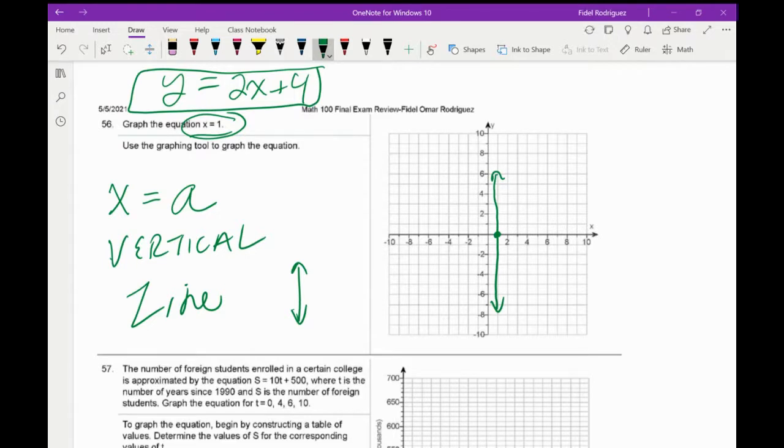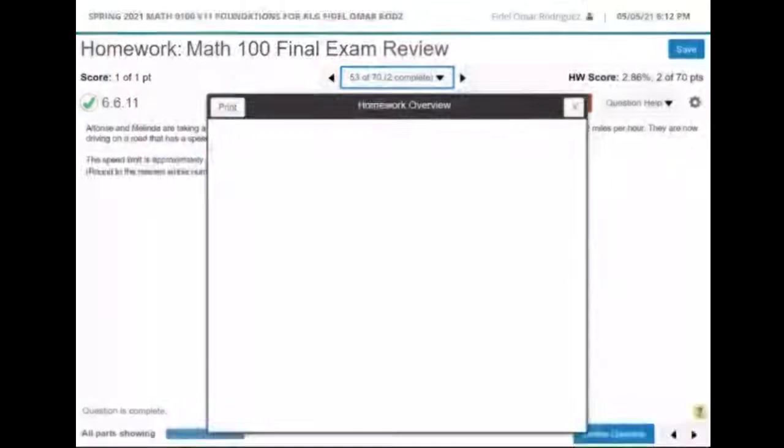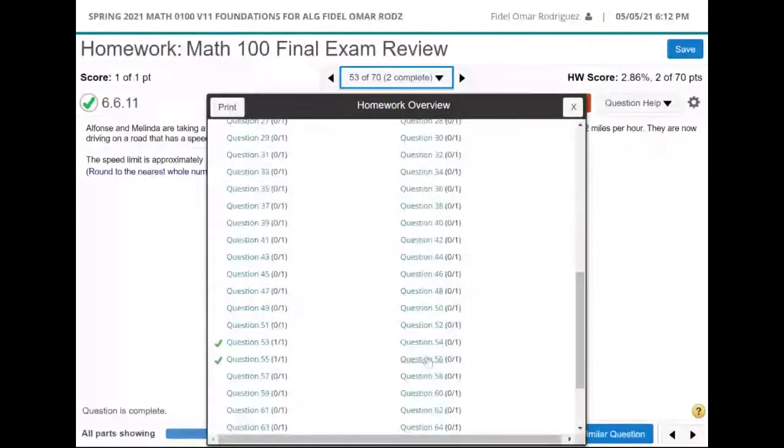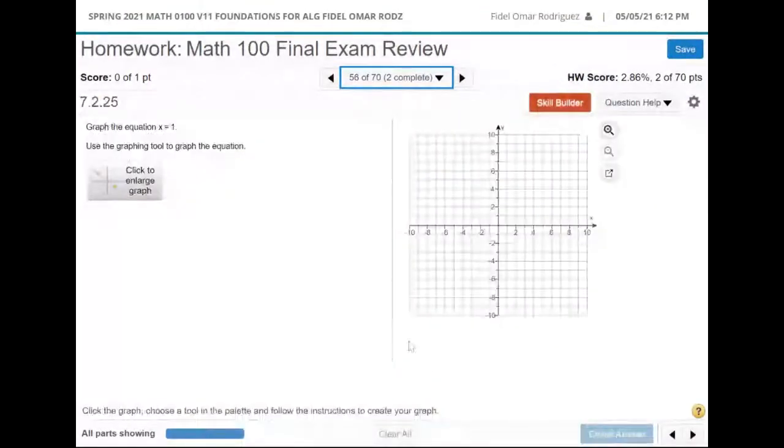So you might say, okay, I can see you drawing the picture, but how do I do it in my math lab? I'm going to show you right now. So let's come back here and let me show you here how we're going to do this. This was number 56, yes, 56. Okay, and it says graph x equals 1, right?